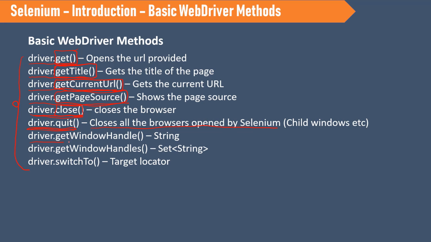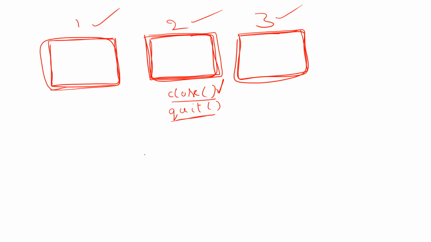Next one is driver.getWindowHandle. This method gets the window handle of the current browser window. Let's say you opened multiple browser windows as part of your Selenium scripting, then you can use the method getWindowHandles, which returns all the window handles. So we'll use the same example here. We have opened 3 browser windows as part of our Selenium script. And we are on the second browser window, let's say.